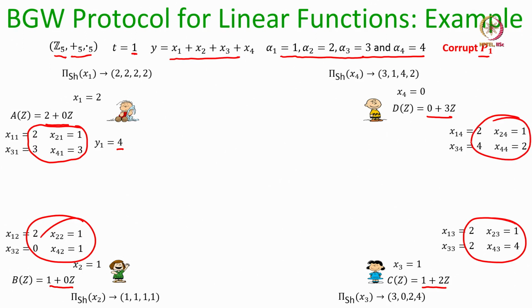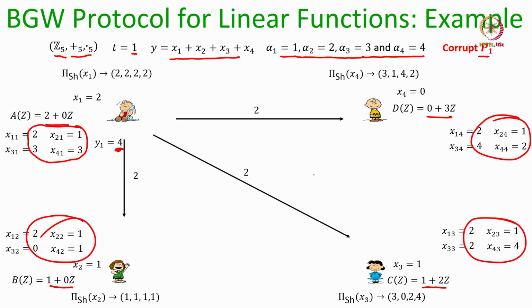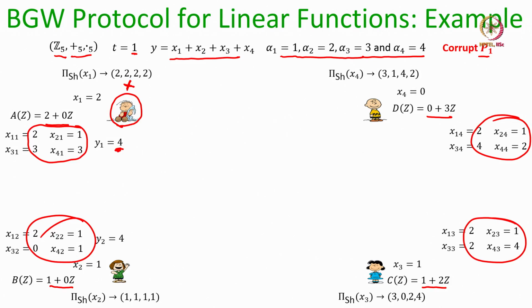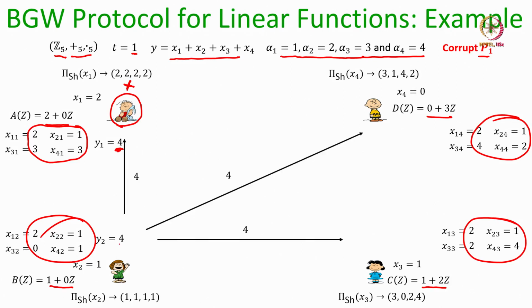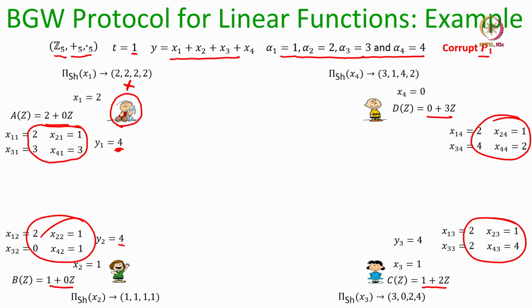And now the output stage starts. Since P1 is corrupt, it is supposed to make the share 4 public, but suppose it says that its share is 2, and that is allowed because P1 is corrupt, so it can deviate from the protocol instructions. It is supposed to make public the correct share of y, but it makes an incorrect share of y public. No one, of course, will know whether P1 is corrupt or not. However, the other parties correctly make their shares public.